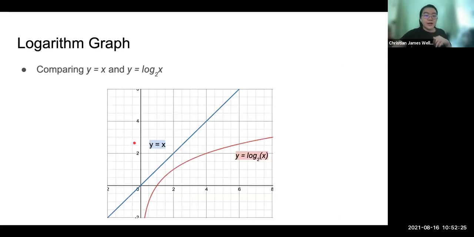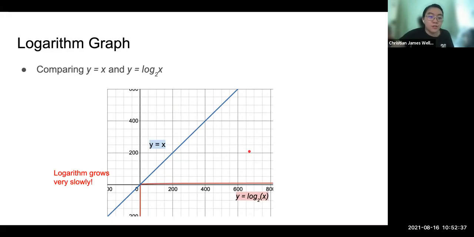Okay, and the logarithm graph looks something like this. So comparing y equals x against y equals log base 2 of x, you have this graph over here. And recall that the logarithm graph grows very slowly. So I've expanded it out a little bit up to x equals 800. It just barely increased, it just grows very, very slowly compared to something linear. So logarithm graphs are good. If something is a runtime of logarithm, then that's definitely favorable compared to something that runs in linear time.